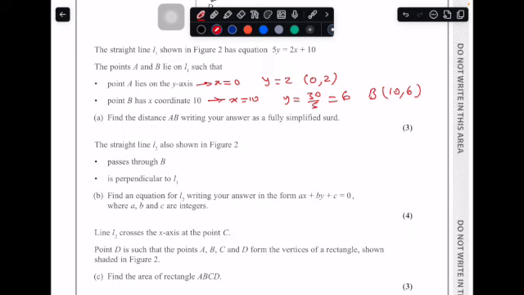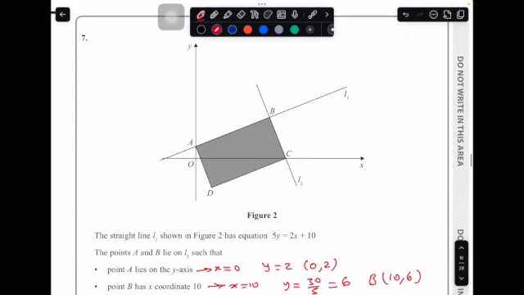So the distance AB is the square root of (x2 minus x1) squared plus (y2 minus y1) squared. It's 10 minus 0 all squared plus 6 minus 2 all squared, which is the square root of 100 plus 16. In simplest form, it will be 2 root 29. That's the normal thing.